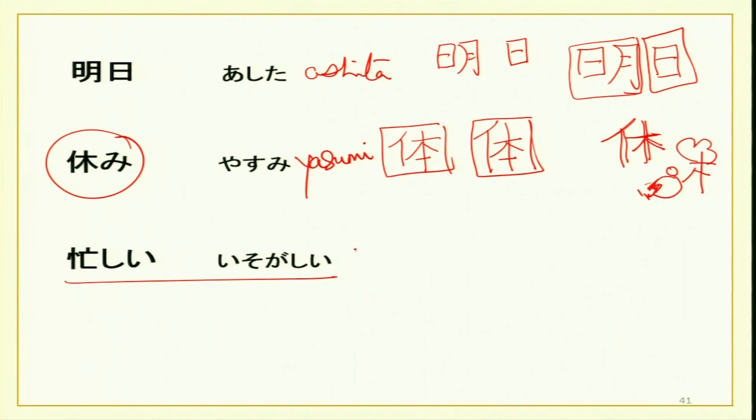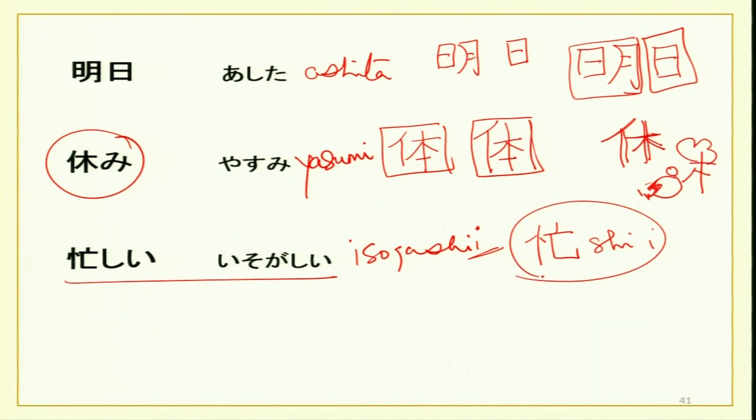Isogashi. Isogashi is Isogashi. E is important over here. It's an I adjective. A simple character. I am giving all simple characters to you. Isogashi and E. Isogashi. Busy.